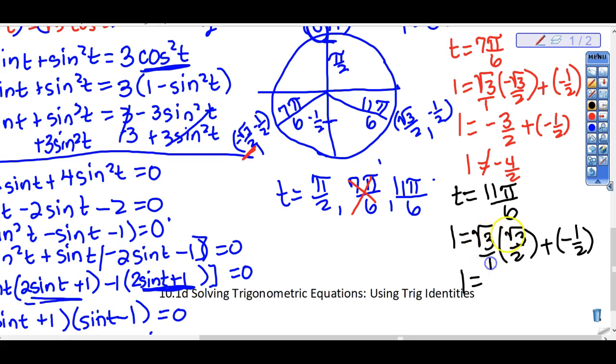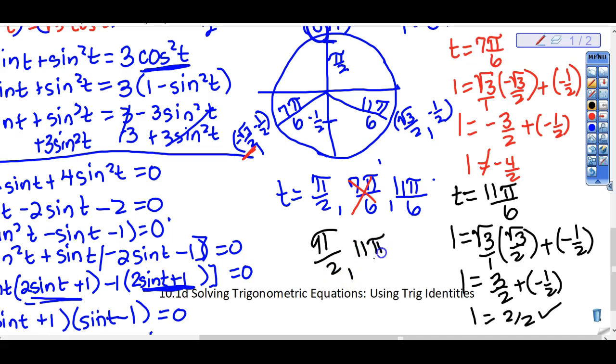square root of 3 over 1 times square root of 3 over 2 is 3 over 2. Plus negative 1 over 2. That's 1 equals 2 over 2. Truth? Check. That's a good solution. Therefore, our solutions are pi over 2 and 11 pi over 6.